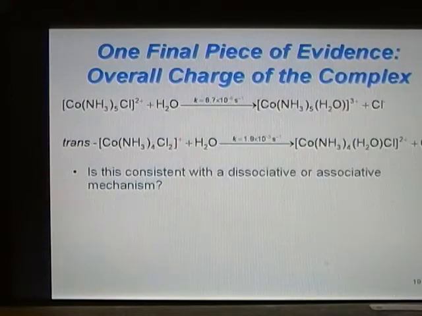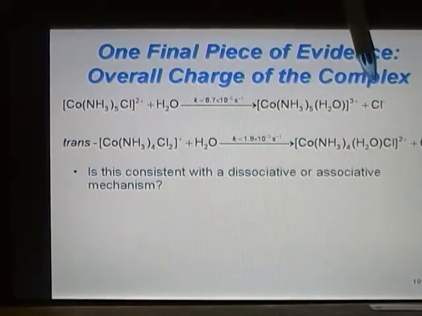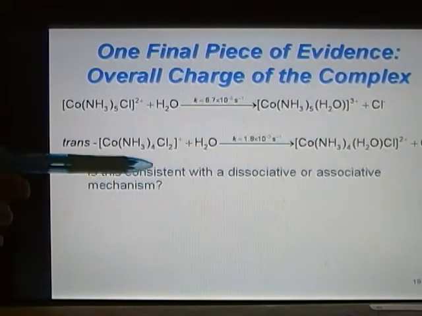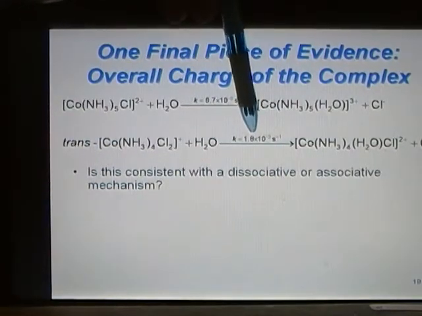There's one final piece of evidence that we must consider when we decide if it's a dissociative or associative mechanism. It looks like we have a dissociative mechanism from all the data I presented thus far. But let's look at two more reactions. Let's look at Co(NH3)5Cl 2+ plus water. The Cl will be replaced by H2O. The rate constant for that reaction is 6.7 times 10 to the minus 6 per second. Now, if we also look at the dichloro compound, you'll notice that to replace one chloride with water, the reaction occurs at a much faster pace.